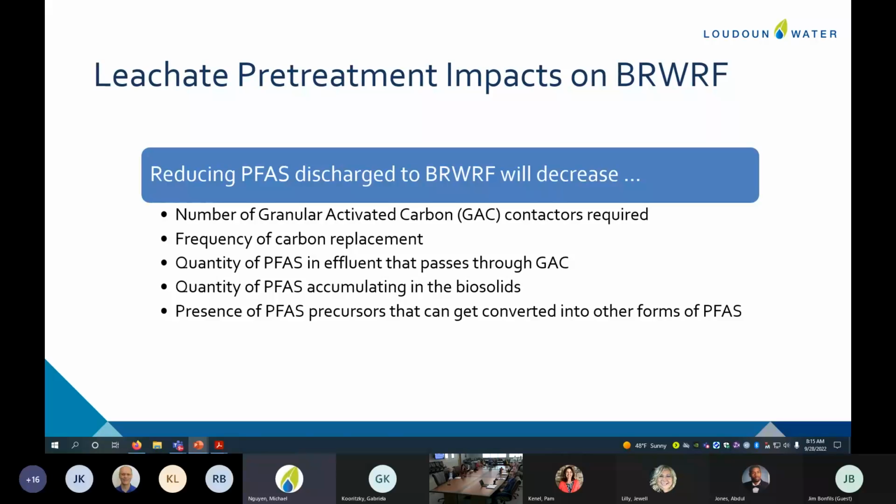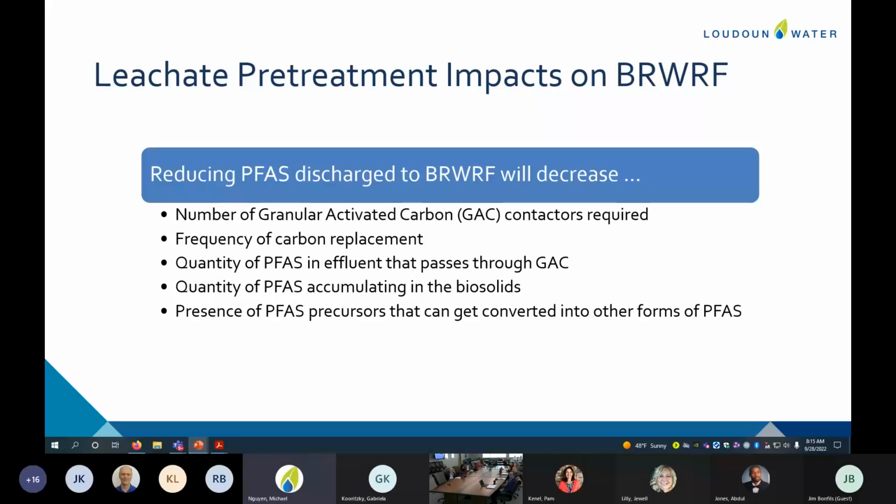Okay, so what we wanted to quantify here is all the ways that this study will impact what we're going to do at Broad Run, right? This is really why it's critical for Loudon Water to move forward with this study now versus waiting to see what regulations might say. And this is really because we're building now. Because we're in expansion mode for the plant, we need this answer to know that we're building the right thing and our plan is going to work once pretreatment of the landfill leachate is in place.